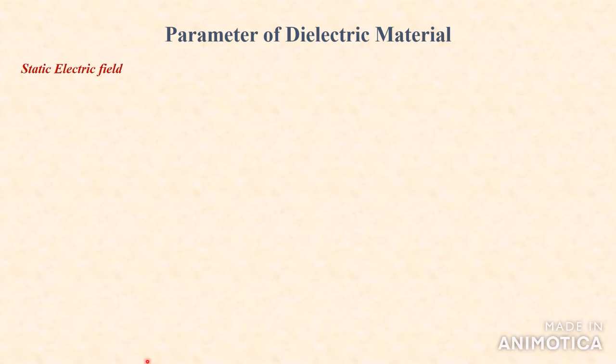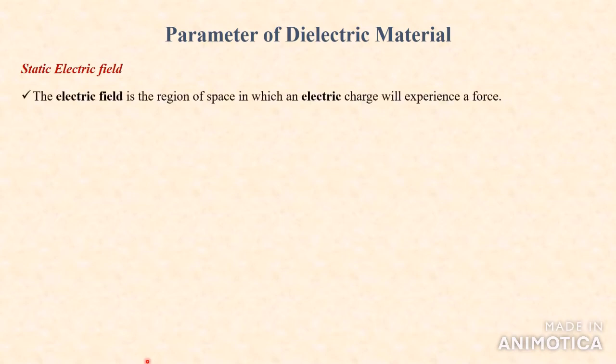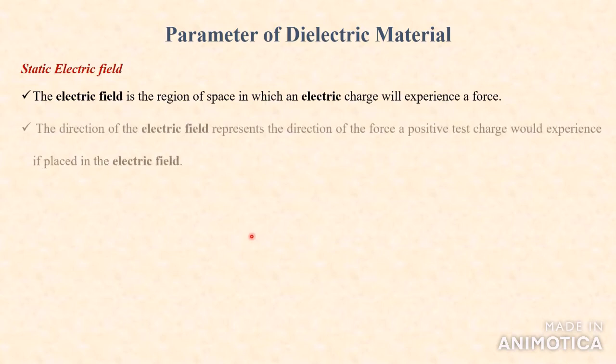Next we'll see what a static electric field is. The region of the space around the electric charge where its influence is felt is defined as the electric field. The direction of the electric field represents the direction of the force a positive charge would experience if placed in the electric field.